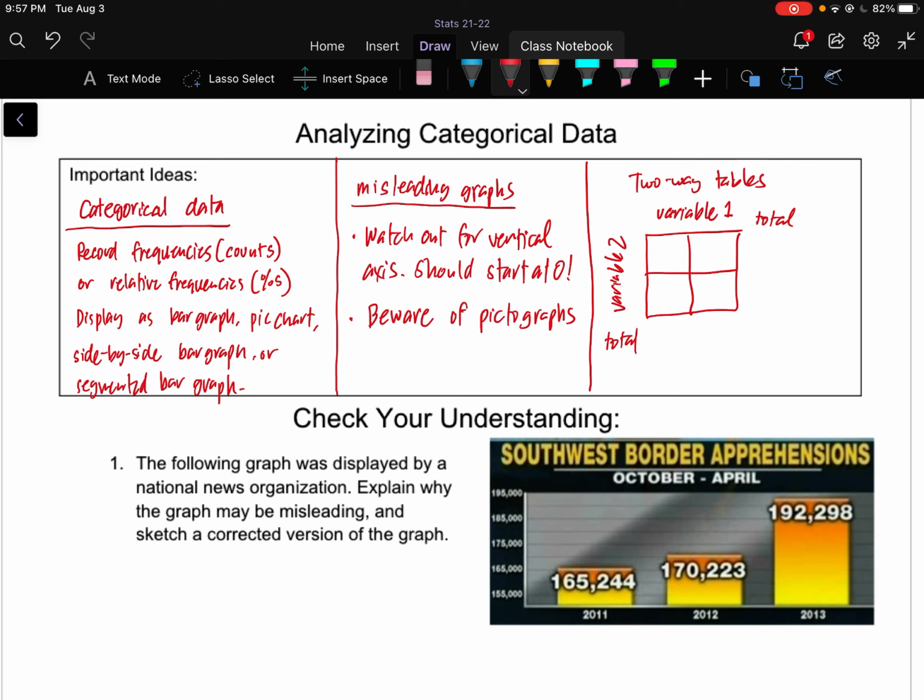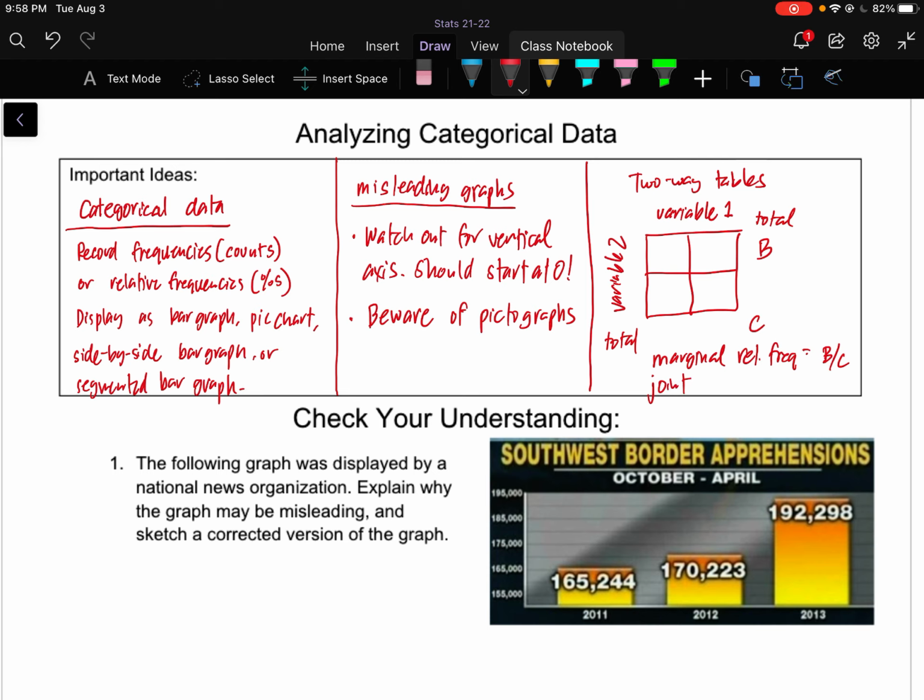All right, so from a two-way table, there's a lot of different percentages or relative frequencies we can calculate. We can calculate a marginal relative frequency, and that would be, for instance, taking maybe a row total and dividing it by the overall total, right? So B over C.